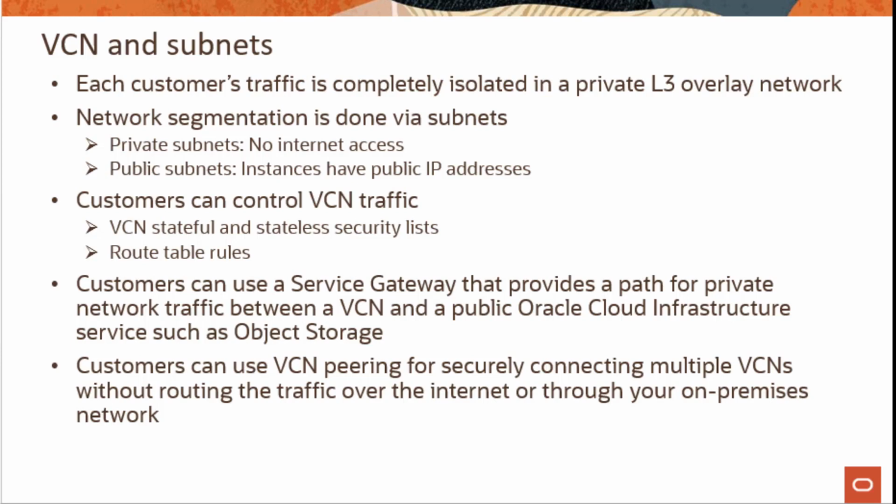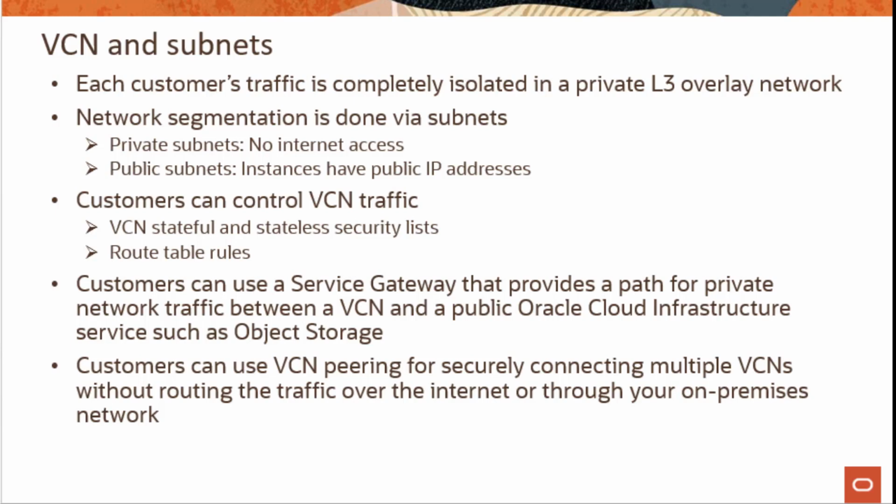Public subnets that are used for instances that require public IP address and access to the internet. And then we have private subnet for instances that do not require any internet access or should not have any public IP address. So now instances can be deployed in two different types of subnets. On top of that, customers can control their VCN traffic, which traffic comes in, and once it comes in, what should be done with that, or block certain traffic. And that is done using security lists, which are both stateful and stateless, or route table rules.